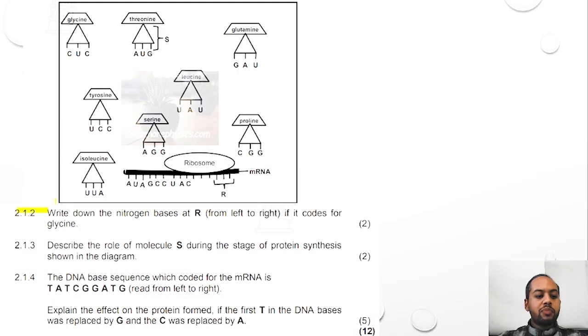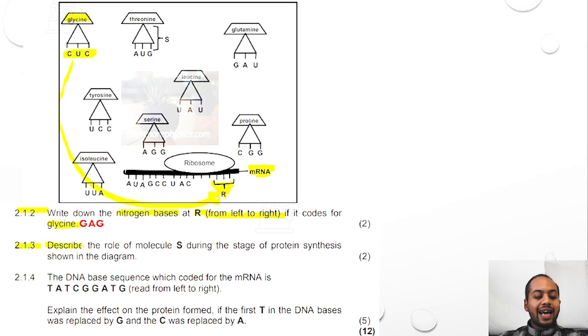The next question, 2.1.2, says write down the nitrogen bases at R from left to right that code for glycine. So if we look in the diagram, we can see here glycine is the amino acid. Anticodon is CUU. We want the nitrogen bases at R. So R is on the mRNA strand. Therefore, R is referring to the codon. So we're going to change CUC to form on the mRNA strand. We're changing it to the codon. The opposite would be GAG.